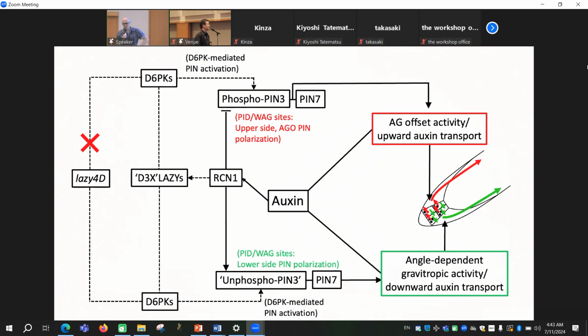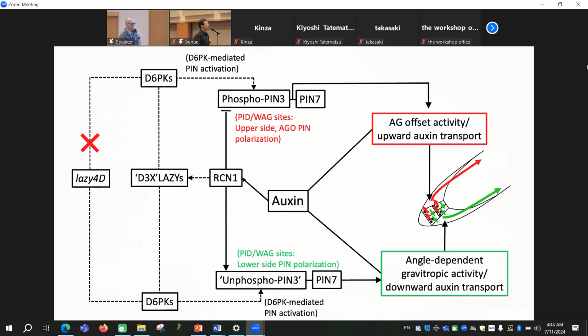Well, that's why I've had to add things in here. The pattern of PIN phosphorylation is probably quite complex. So I'm focusing here on something that's determining upper, lower polarization. On top of that, there are other phosphorylation events that other people are working on that we need to understand as well. So that is slightly misleading, and I will think about how to describe that. But this is basically the fundamental polarization question with respect to those PID-WAG sites.